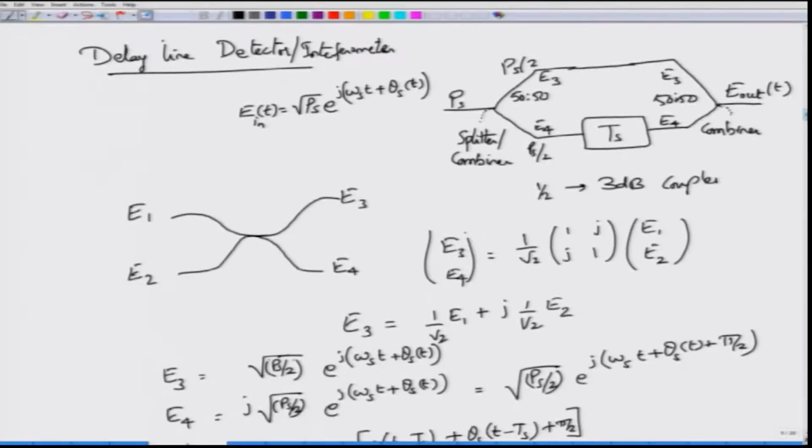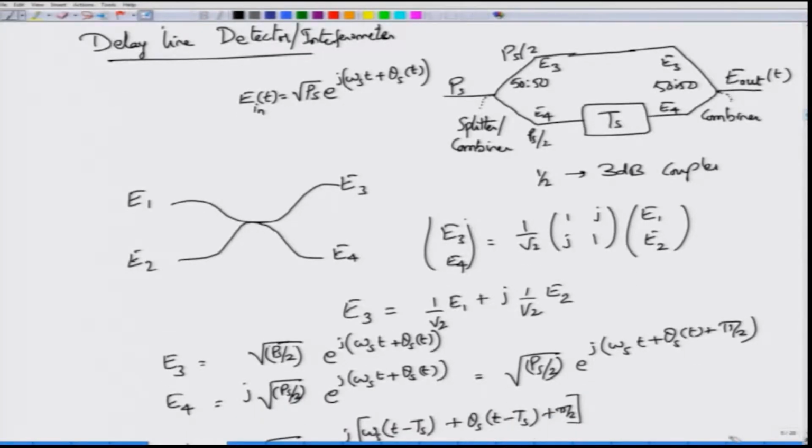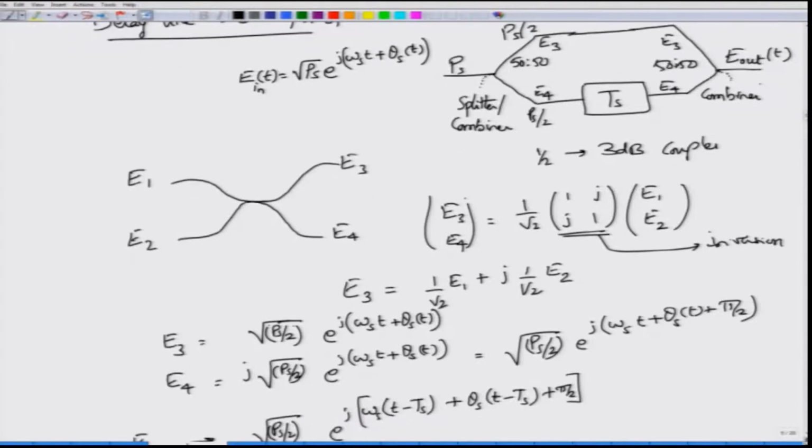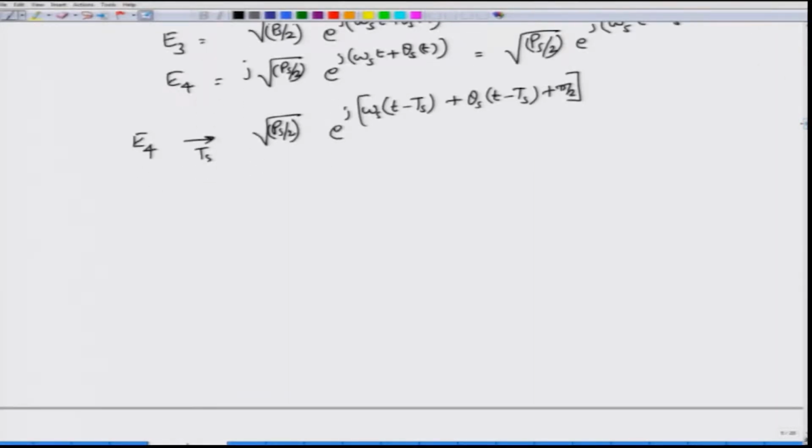Now, you have to combine. To combine them, you simply have to invert this particular matrix, right. So, this matrix represents the splitter matrix with E1 and E2 as inputs and E3 and E4 as outputs. Now, with E3 and E4 as inputs, what would be E1? So, you have to invert this matrix. I leave this inversion as an exercise to you. What I will assume here is that E3 will join E out as it is, whereas E4 will undergo another 90-degree phase difference. Okay. You can verify that. I am not going to do that one, I will leave that as an exercise.